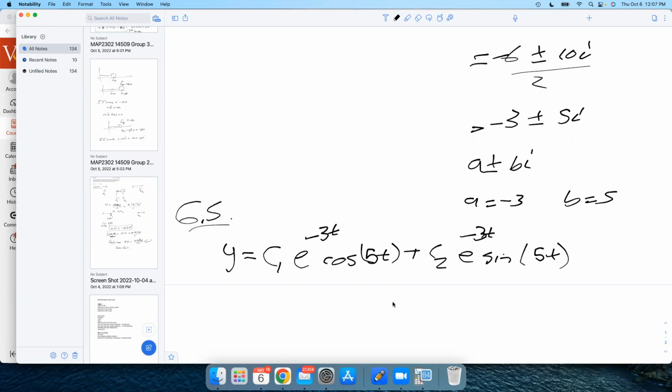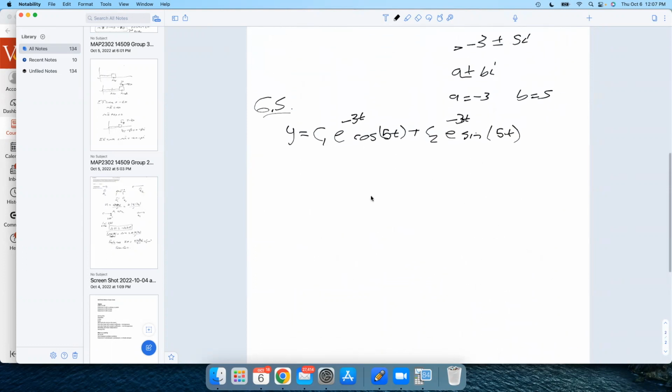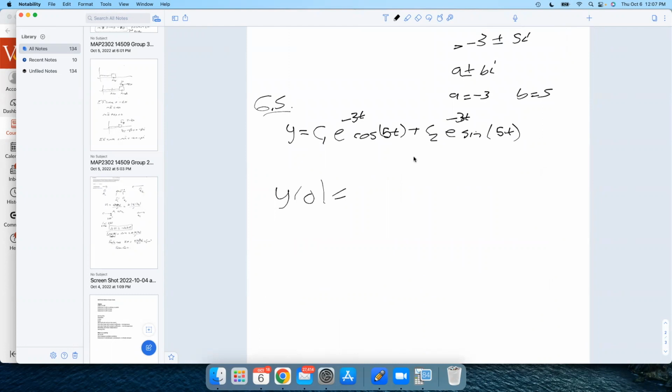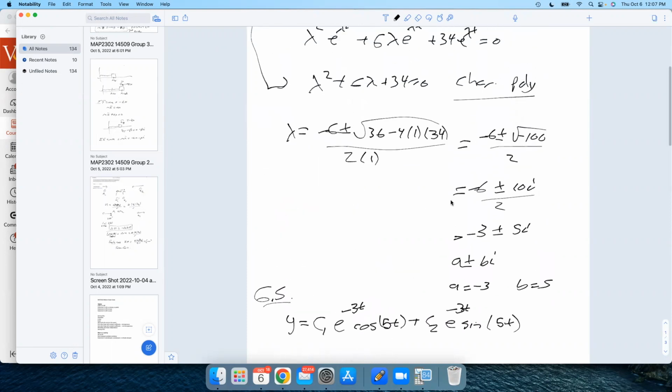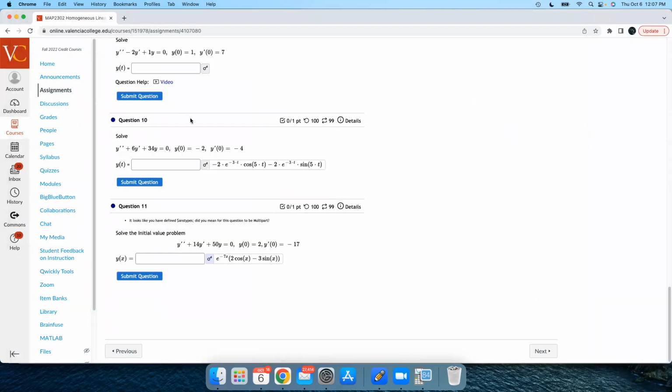Now that I've got that, I can plug in my initial conditions to find my particular solution. So y of 0, e to the 0 is just 1. Cosine of 0 is 1. Sine of 0 is 0. So let's see, y of 0, that's all going to be 0. That's just going to be 1. I think we just get c1. And that was supposed to be -2. I got the solution right here. Yeah, -2. Look at that.